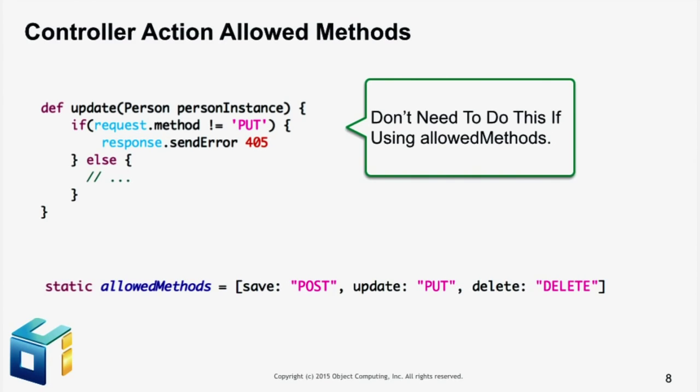So would someone get a 405 then if they did it again? They would, yeah. The question is, what would happen if a controller action is represented in the map and a request comes in that violates what's expressed here? For example, what would happen if a GET request was sent to the update action? The answer is you'll get a 405.